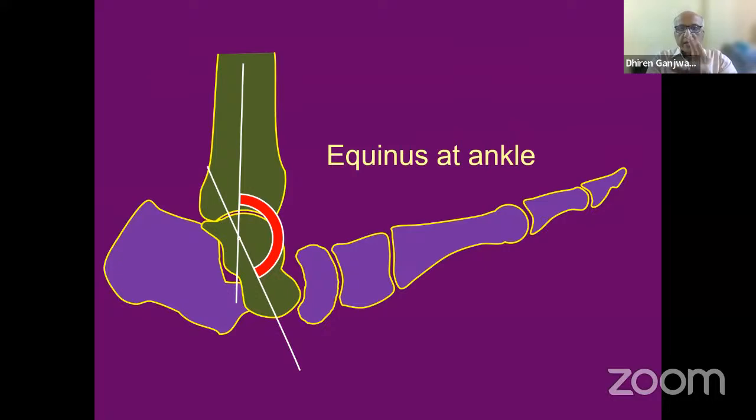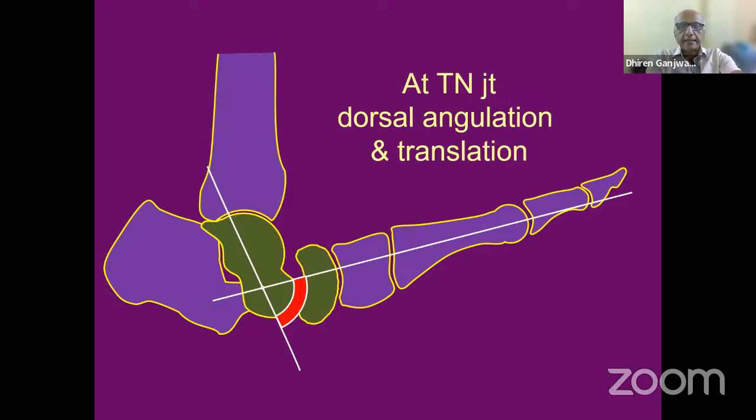So as shown in this, the talus is in a plantar flexed position. That's a hindfoot deformity. The second component, which is a very important component, is that there is a talonavicular joint angulation as well as translation in this condition. So again, shown over here, the talus is plantar flexed, but the navicular is dorsally displaced, and also the axis of the first metatarsal is making an angle with that of the talus. So there is a talonavicular joint angulation as well as translation. So these are the two components.